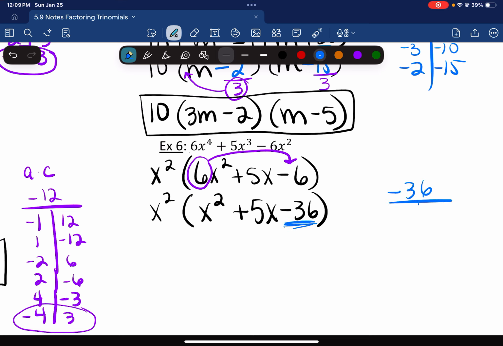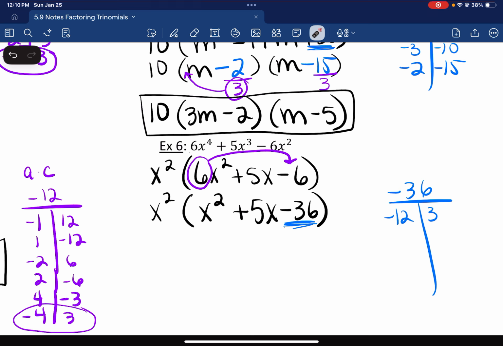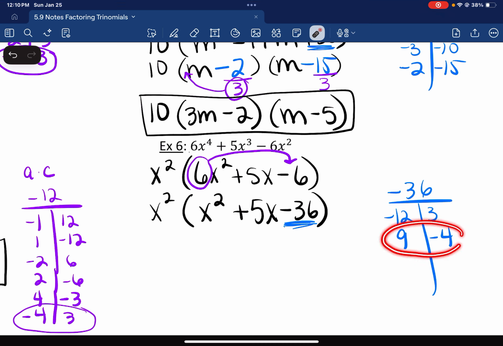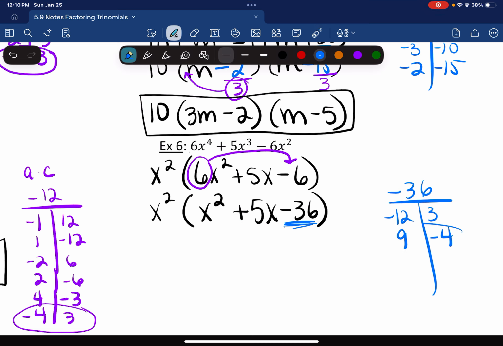Negative 36. Well, I can think of negative 12 times positive 3, but I see that I want my factors combined to make this positive 5 right here. So I also could try positive 9 times negative 4. When I multiply those together, I get negative 36, and when I add them together, I get this positive 5 right here. So that's what I want to use. I want to use 9 times negative 4. All right, so bring down our GCF and break our trinomial into its two factors. That's an x plus 9, and of course an x minus 4.